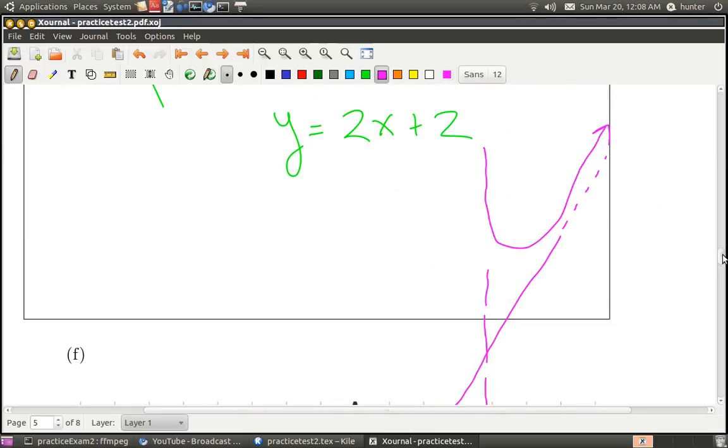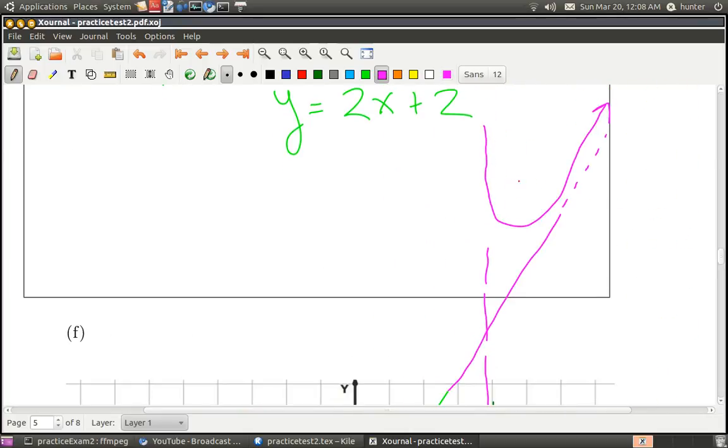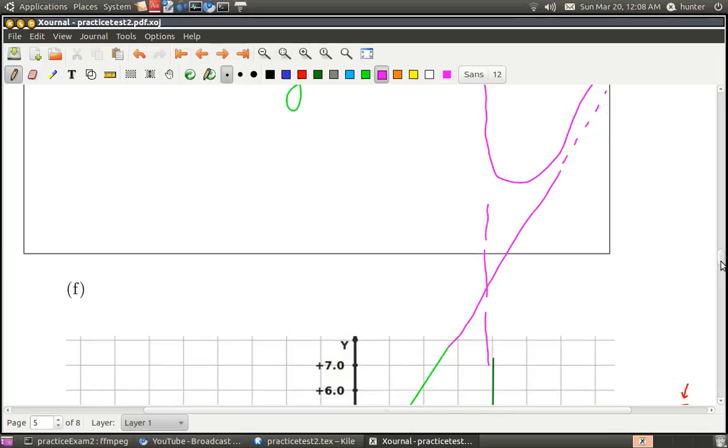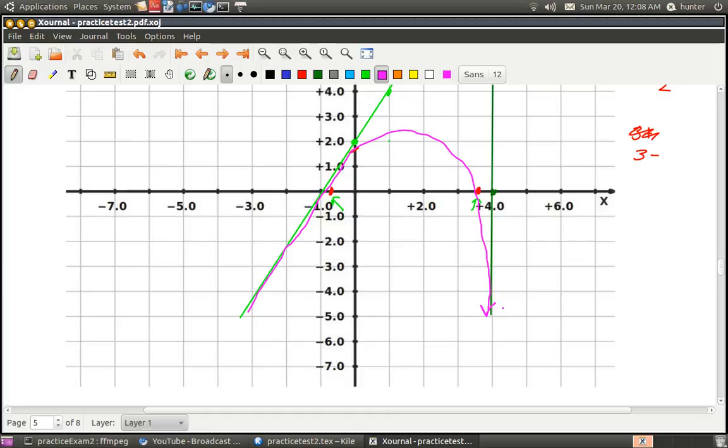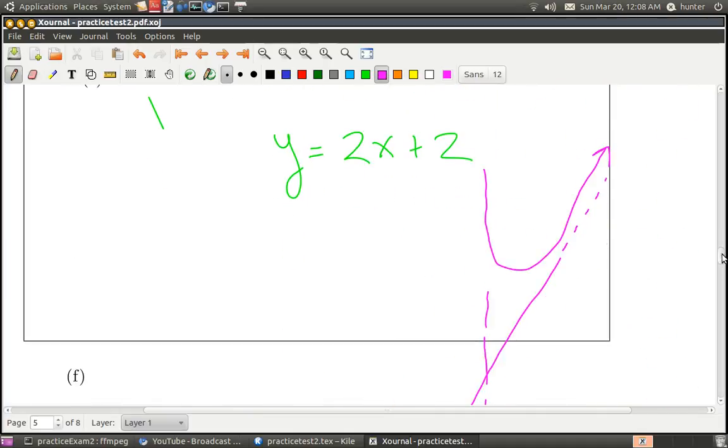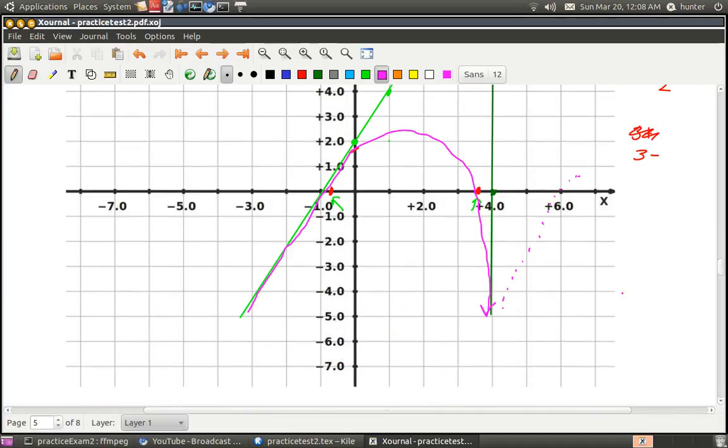So maybe you want to argue with me about it coming up from the bottom after the asymptote instead of down from the top. But it can't come up from the bottom, because if it came up from the bottom it would have to have another x-intercept, which it doesn't. So we're right about it coming down from the top like that. And we're done with this question.